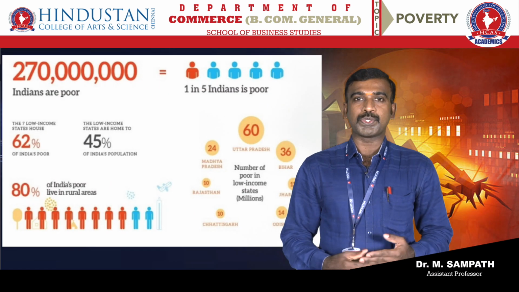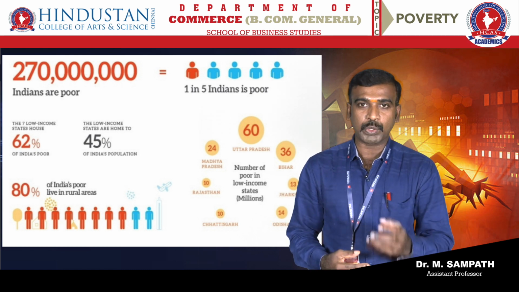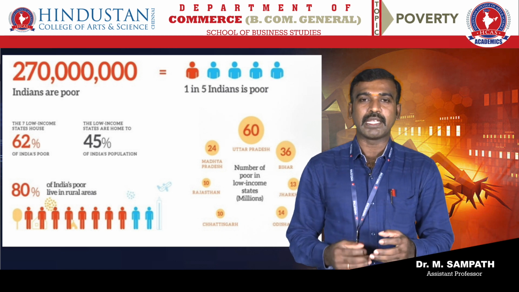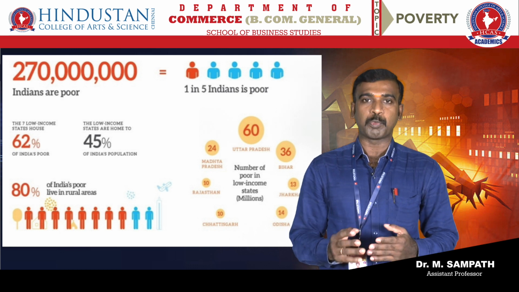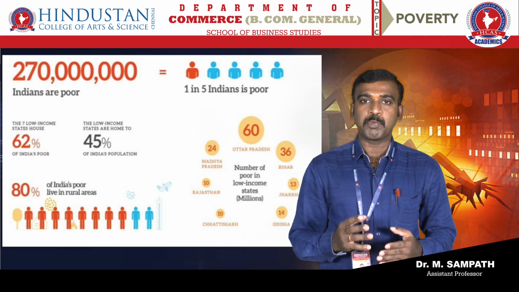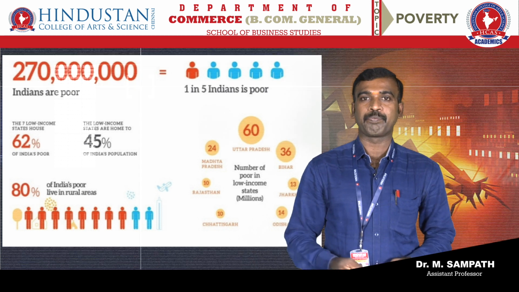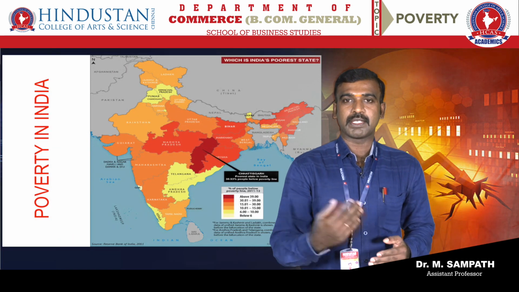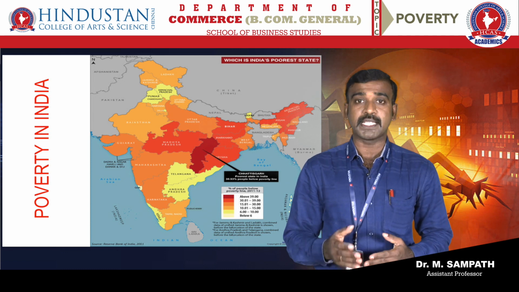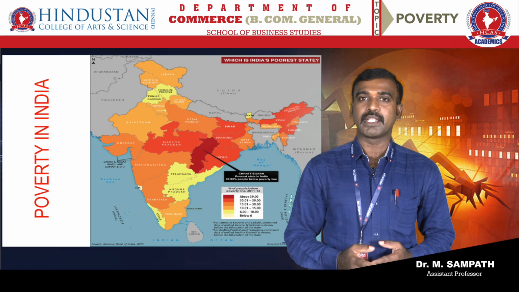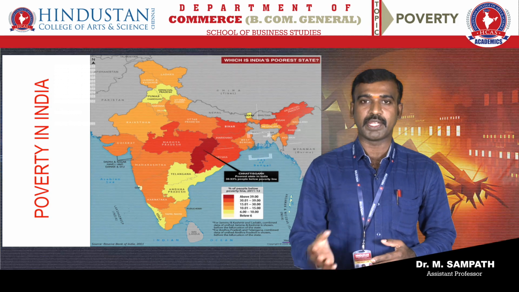This slide shows you the poverty situation. There are 27 crore people in our India living in poverty. That is, 1 in 5 Indians is poor. Among these, 80% of India's poor live in rural areas. This slide shows you the poorest state in our India. Chhattisgarh is the poorest state in India, where 39.93% of the people live in poverty.